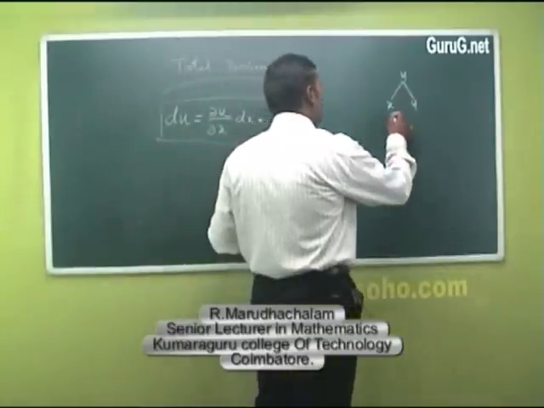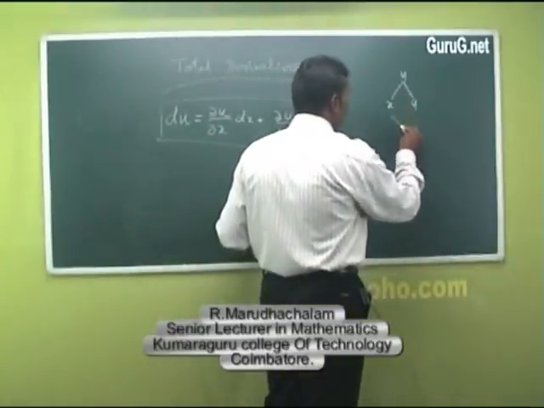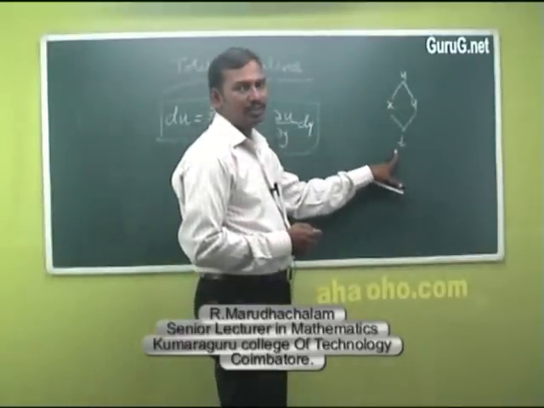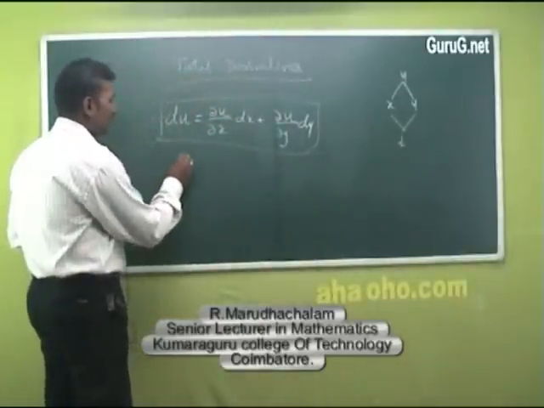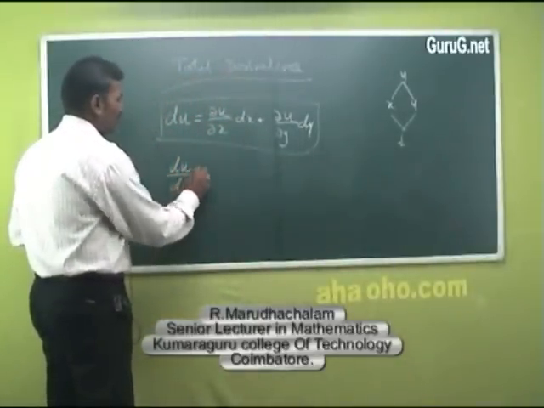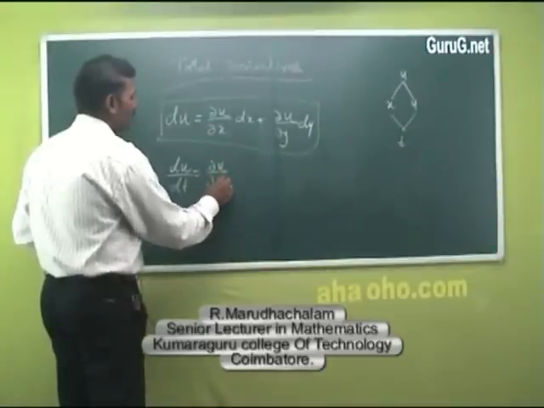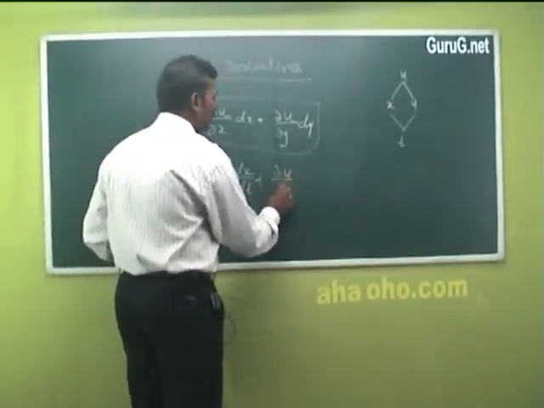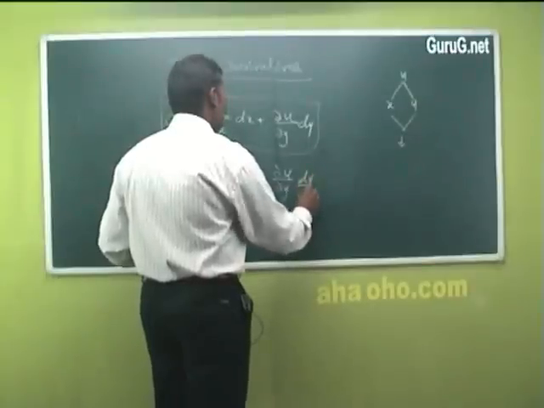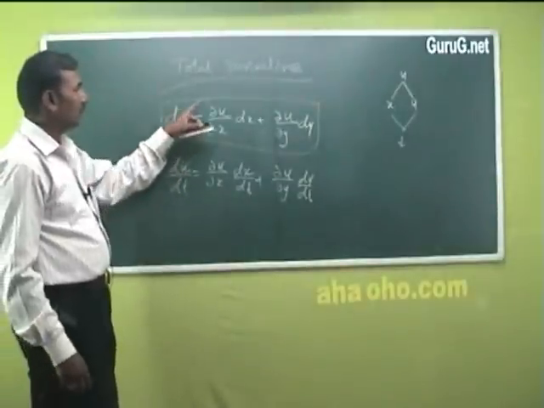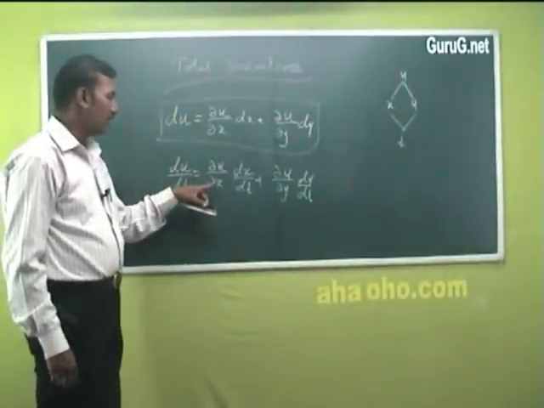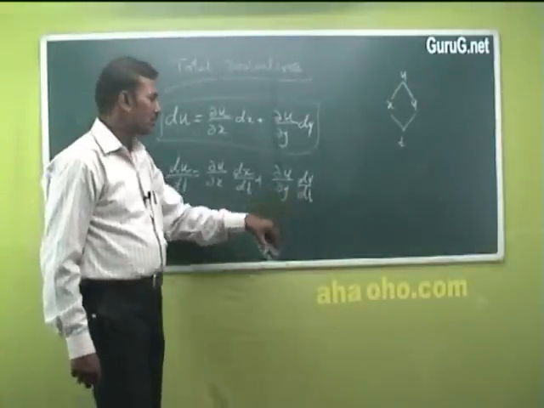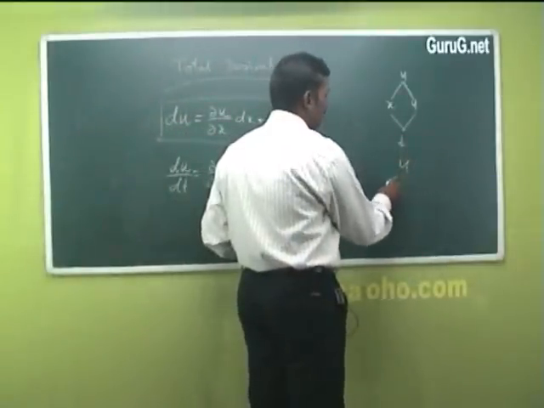Suppose u is a function of x and y, and this x and y are functions of t. So u is a function of t, is it right? So we can get du by dt. So du by dt equals dou u by dou x into dx by dt plus dou u by dou y into dy by dt. So it is also one total differential, total derivative.